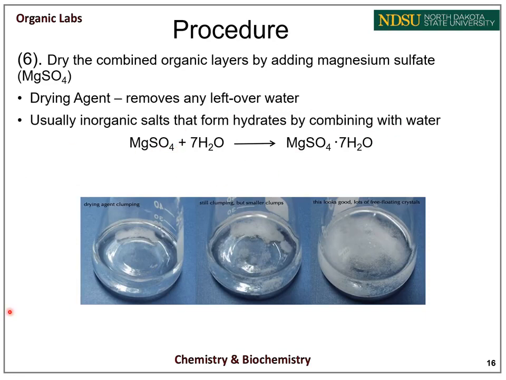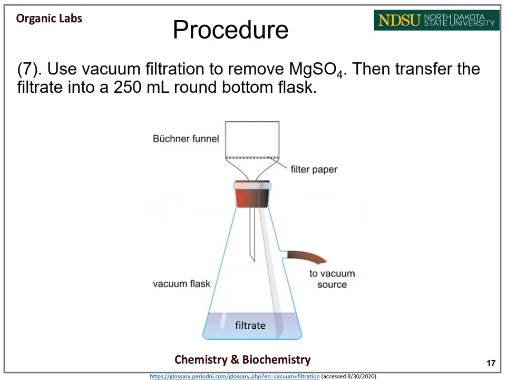When you add your drying agent to your organic layers, you will see it start to clump up. This means that it is absorbing water. When you add more drying agent, you'll see it clump up more but make smaller clumps. And then once you've added enough of your drying agent, you will see free floating crystals throughout your organic solution.